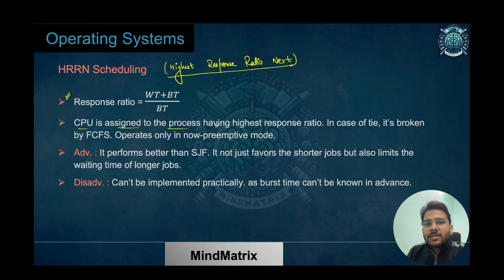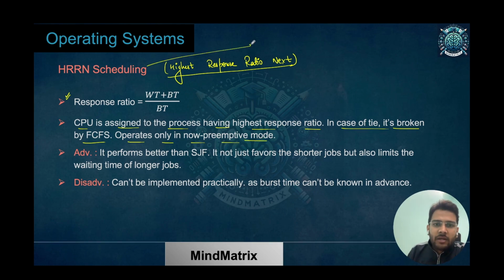CPU is assigned to the process having the highest response ratio, and in case of a tie, it is broken by FCFS. Operates only in non-preemptive mode. So keep this in mind, this is non-preemptive in nature. That means once you allocate the CPU to any particular process, until its completion you cannot preempt that process. First it is going to complete the execution, and then you are going to give the CPU to any other process.